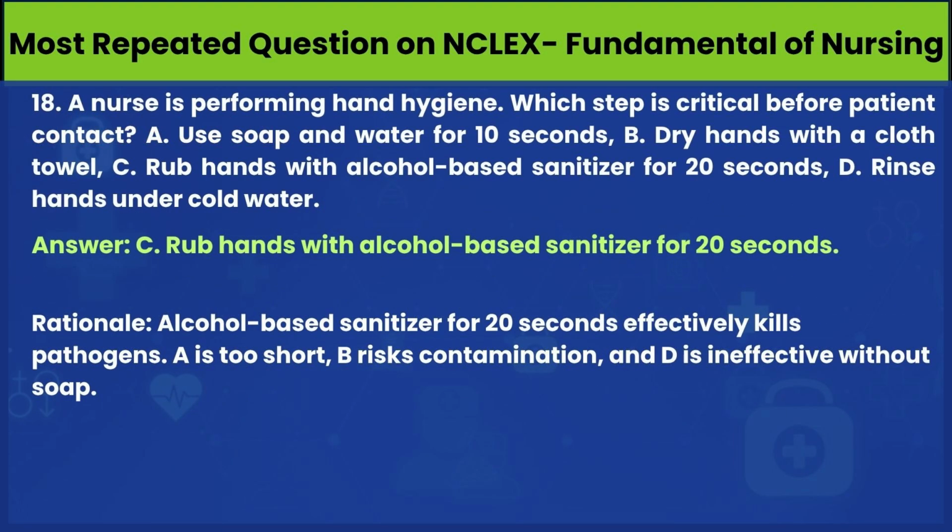Answer: C. Rub hands with alcohol-based sanitizer for 20 seconds. Rationale: alcohol-based sanitizer for 20 seconds effectively kills pathogens. A is too short, B risks contamination, and D is ineffective without soap.